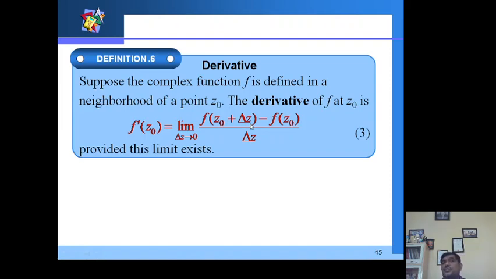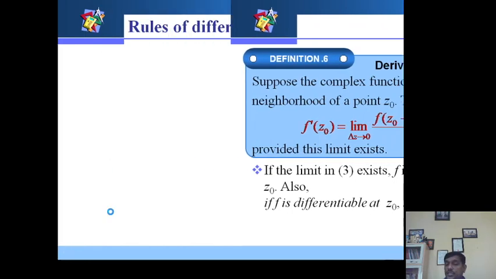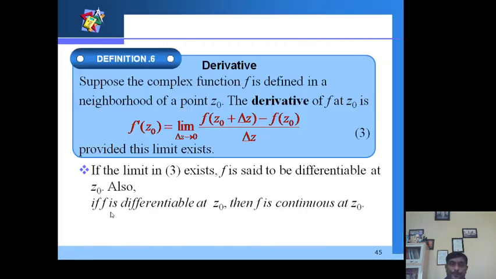It is exactly similar to what you learned in the first principle of differentiation in your PU classes. If the limit in 3 exists, then only f is said to be differentiable at z0. Also, you must remember that if f is differentiable at z0, then f is continuous.